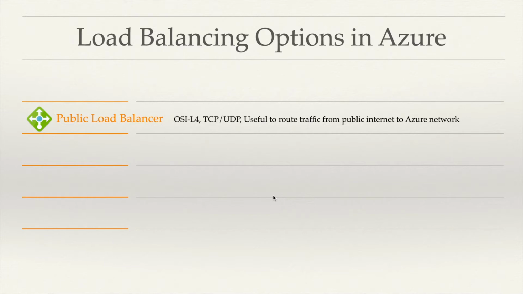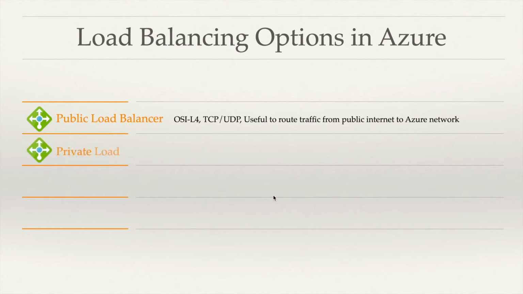And it is useful, basically the public load balancer is useful to route traffic from the public internet to the Azure network. For example, in the case of public load balancer, as we have seen in the previous example, public load balancer will have the public IP address associated with that particular load balancer, and any traffic which is coming to the load balancer will be routed back to the Azure network.